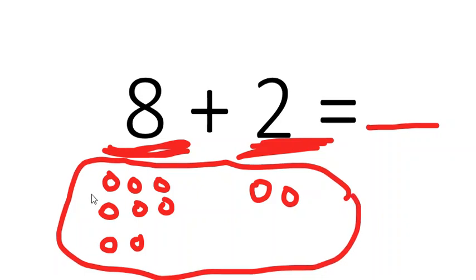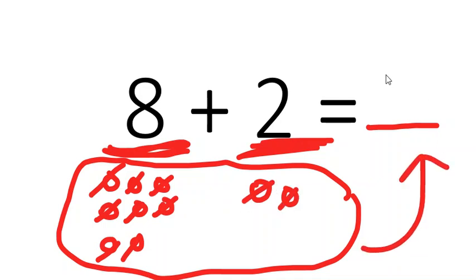So let's do that right now. 1, 2, 3, 4, 5, 6, 7, 8, 9, 10. So my answer to this problem is 10. And this is how you write number 10, a 1 and a 0. So 8 plus 2 equals 10.